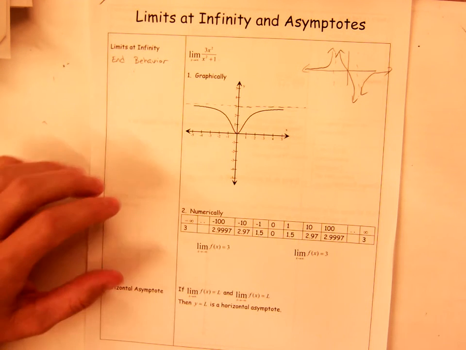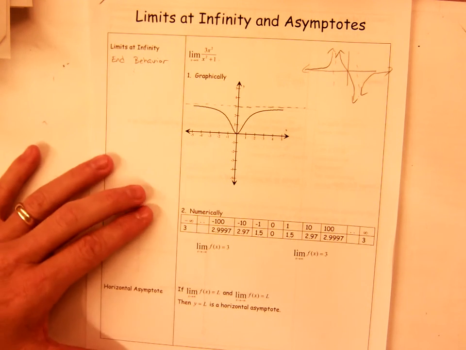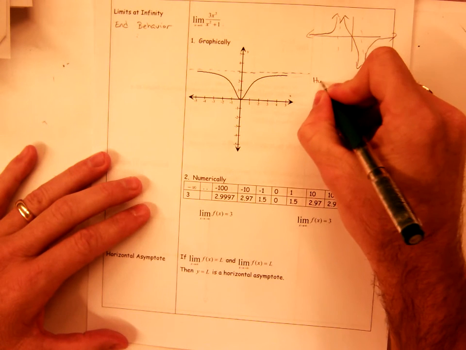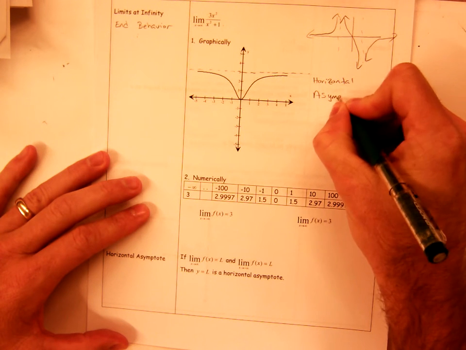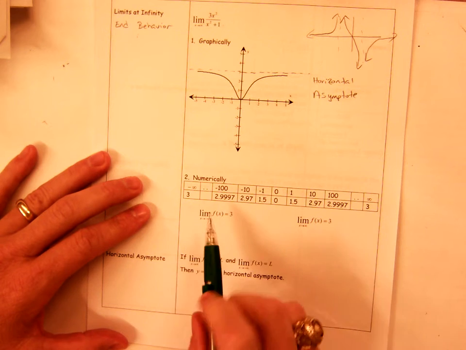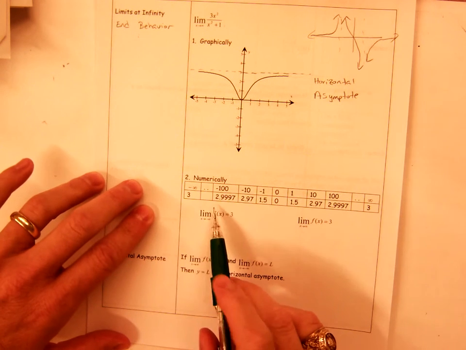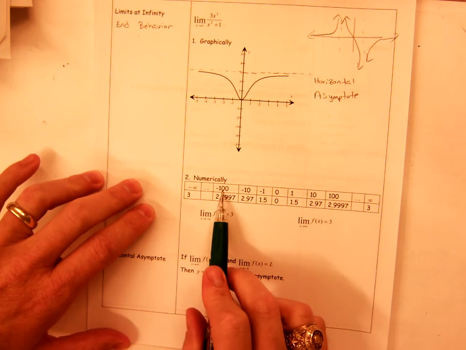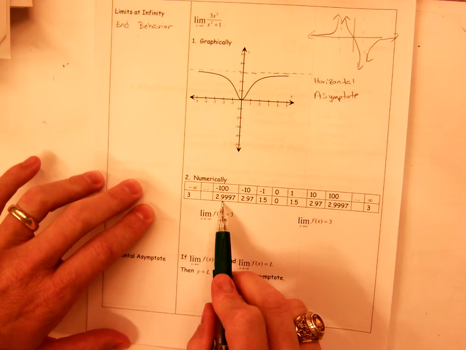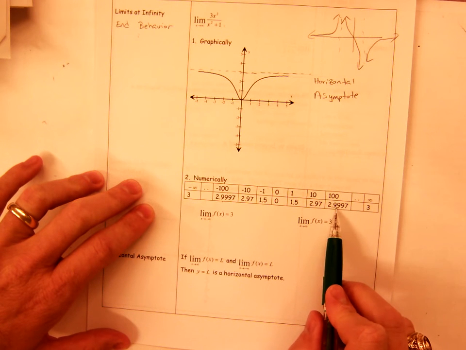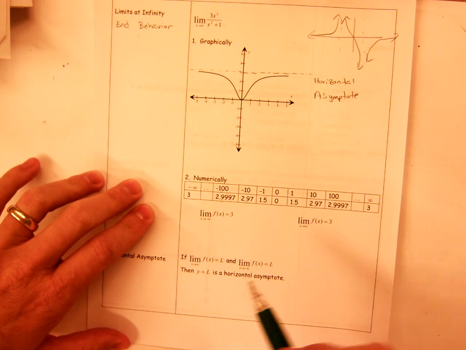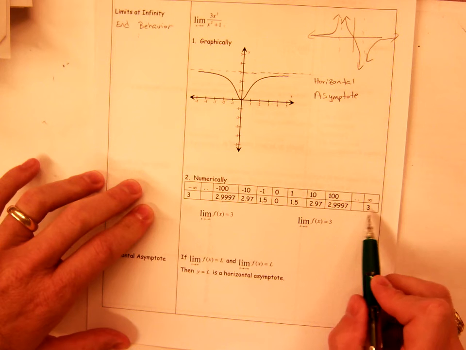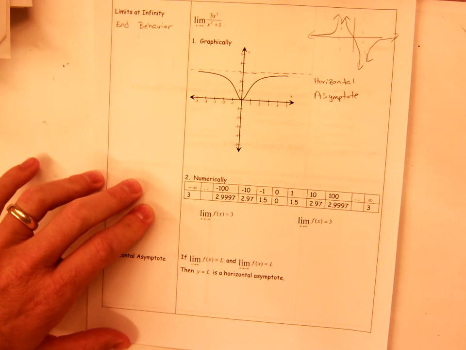Another way to look at this is numerically, and we've talked about how we do these things numerically. If I plug in negative 100 up here, I get something really close to 3. If I plug in positive 100, I get something really close to 3. If I plug in 1,000, it's going to get even closer to 3. Negative 1,000, closer to 3 again, until ultimately we can rest assured that it's at 3.